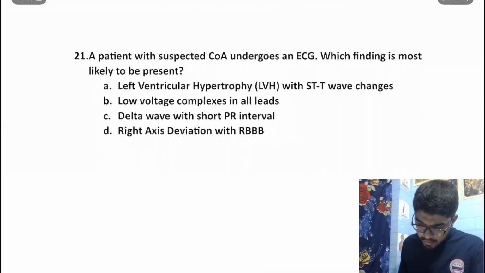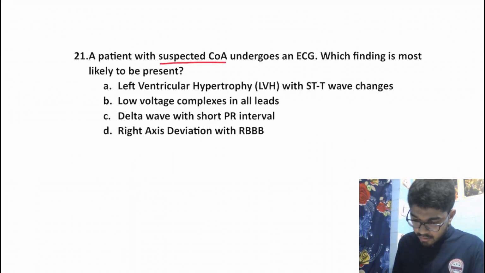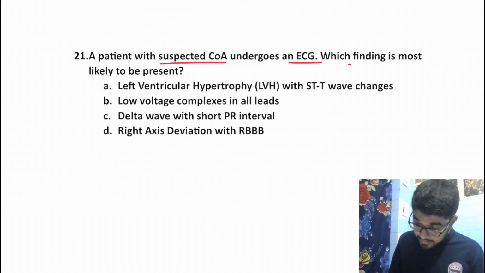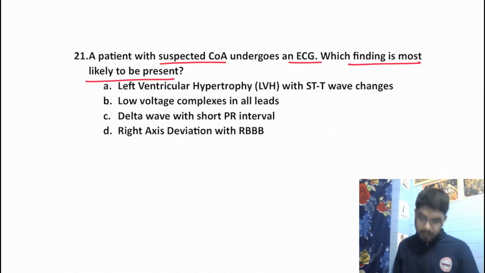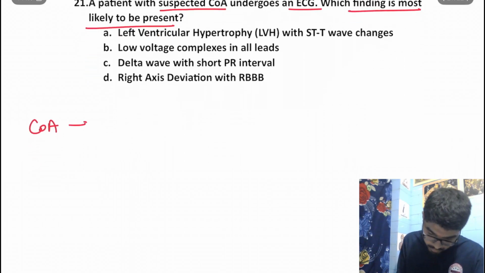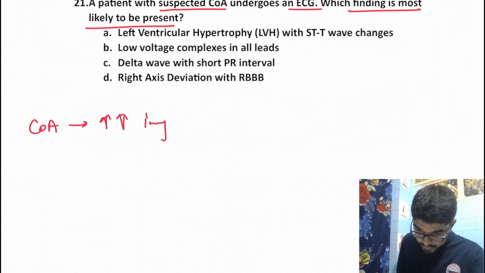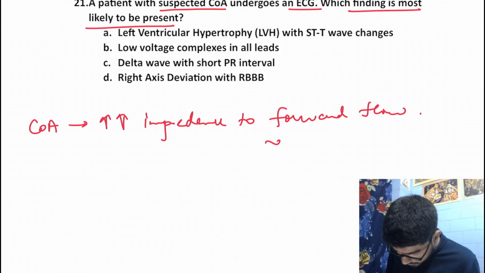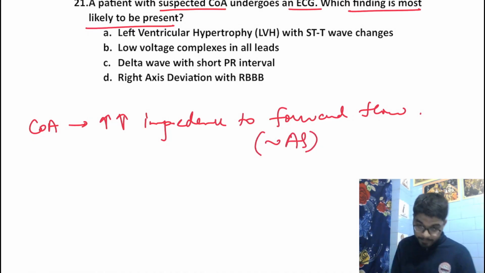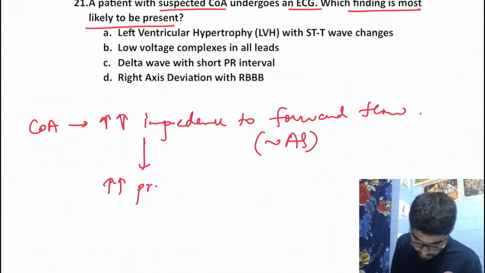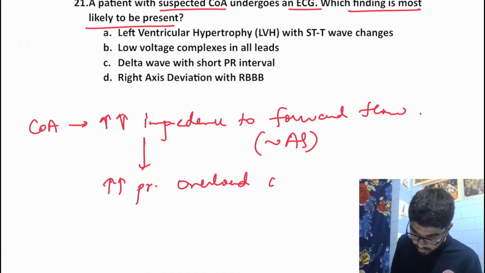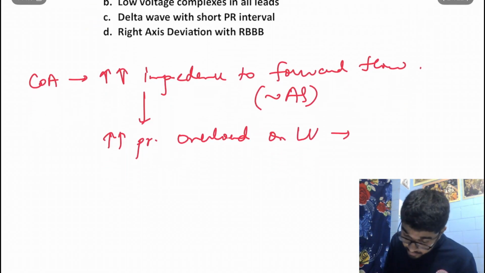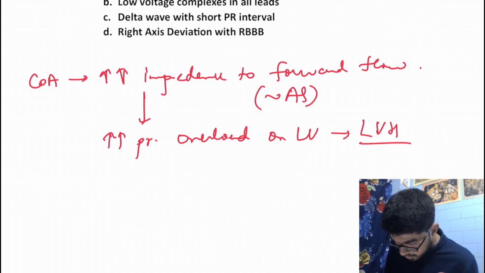Okay. Moving on to the next question. A patient with suspected coarctation of aorta undergoes an ECG. Which finding is most likely to be present? Right, what happens in coarctation of aorta? There is increased impedance to the forward flow via the aorta, similar to aortic stenosis. Okay. This results in an increase in pressure overload on the left ventricle. This would result in left ventricular hypertrophy.